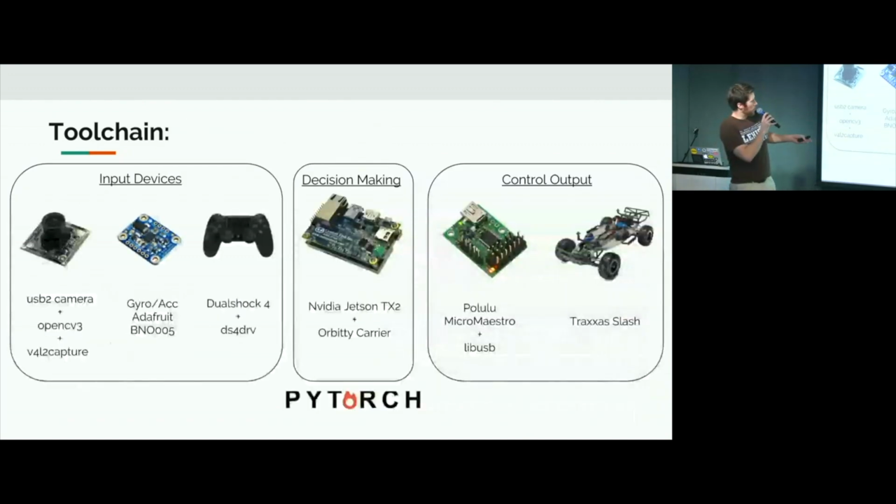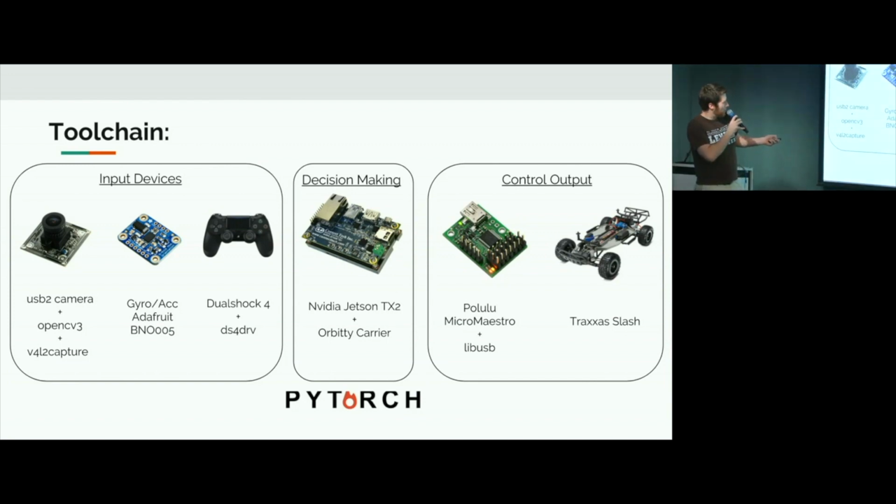The tool chain that we use is we've got a couple of input devices. Camera is our primary focus there. Using that camera data gives us a very rich amount of data that we can then work with. And we're breaking that down using OpenCV and V4L2 capture. V4L2 capture hasn't been upgraded in 4 years, but it works on Python 3. We're very happy about that.